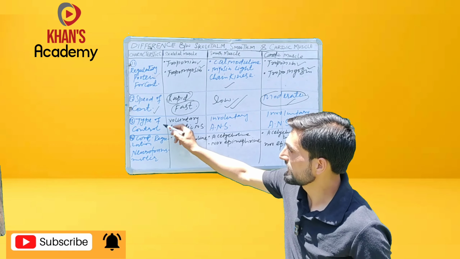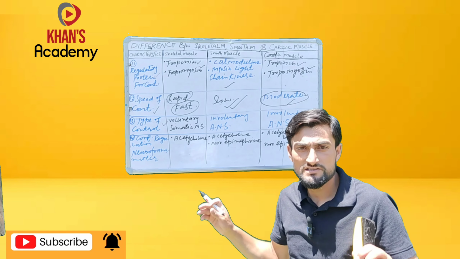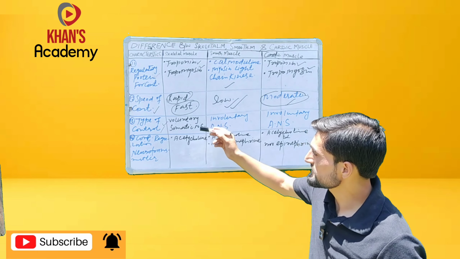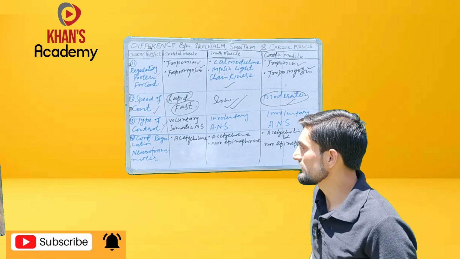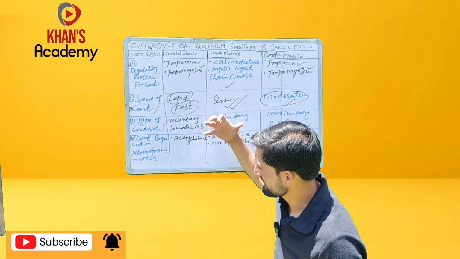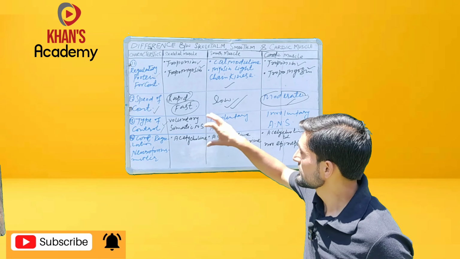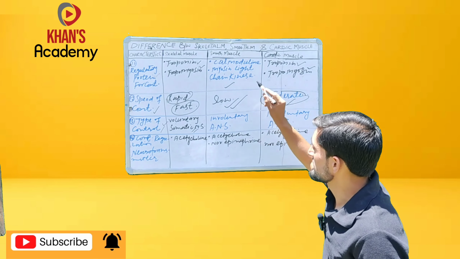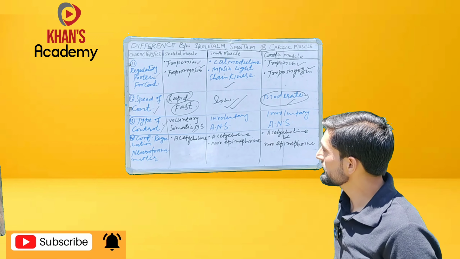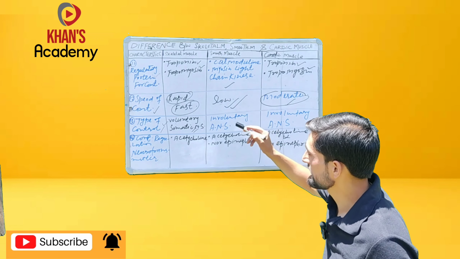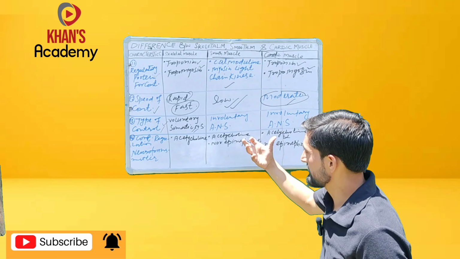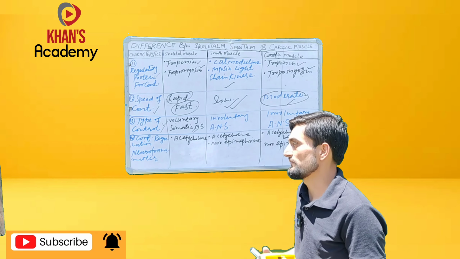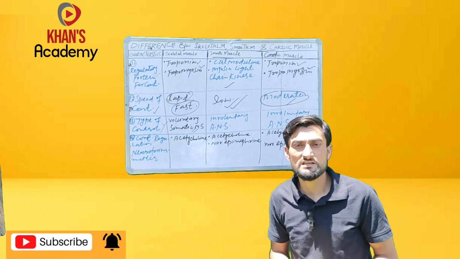Now, let us see the type of control in these muscle fibers. Skeletal muscle is voluntary in nature. The type of control is voluntary, and it is governed by the somatic nervous system, while the smooth muscle and the cardiac muscle are involuntary in nature. The type of control in these muscle fibers is involuntary, and they are governed by the autonomic nervous system.